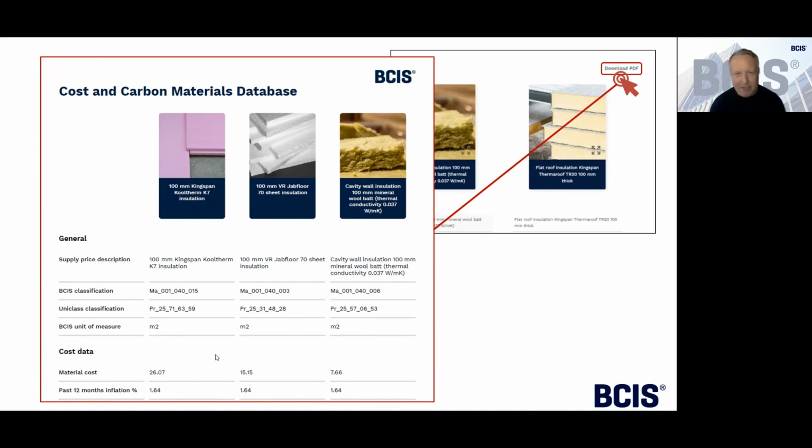Just as a, I'm not sure if it came out. How many items are in the materials database as it stands? I appreciate you say it's an evolving thing. What kind of number? There's just over 10,000 materials in there, and I think at the moment we have approaching 70% with carbon data in there, but that's getting larger all the time. That's evolving and improving. No, that's brilliant.